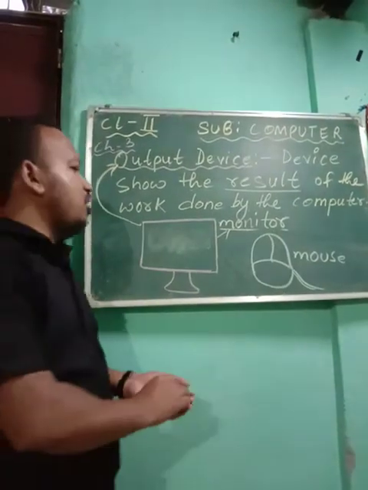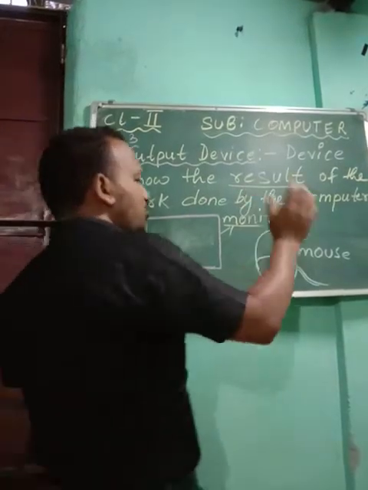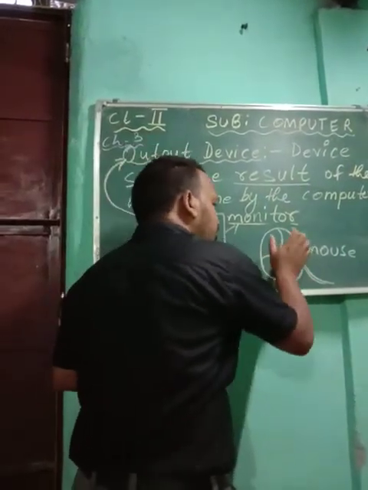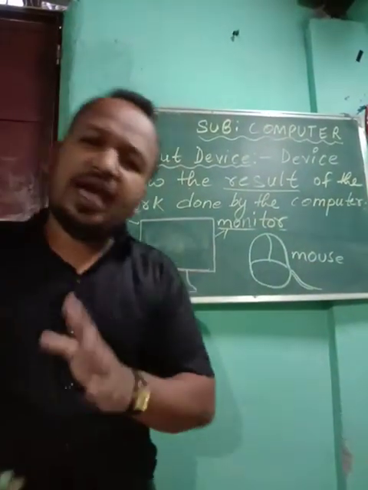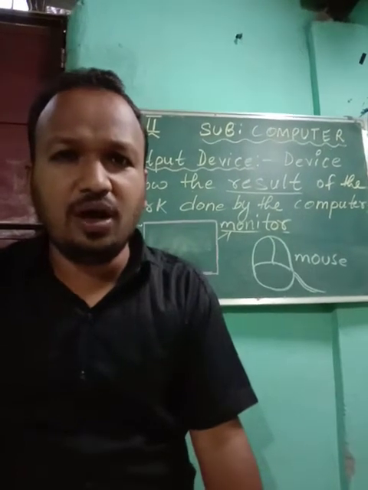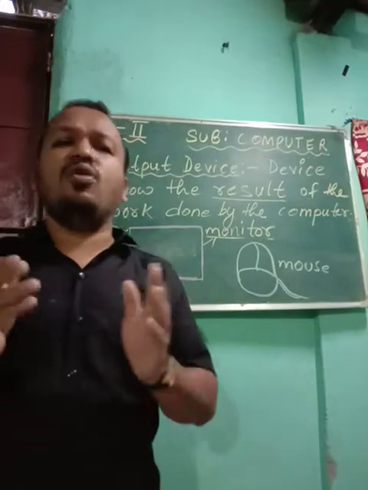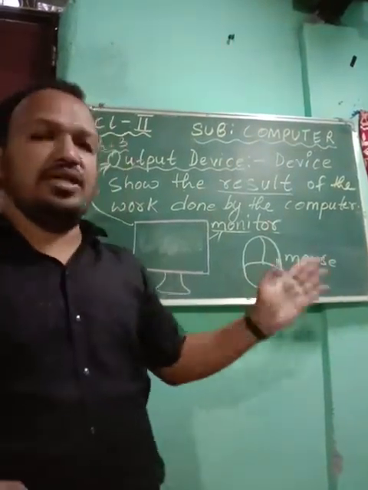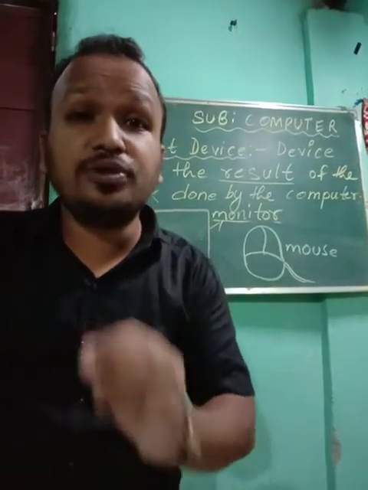Now suppose you have been asked to make a drawing. Suppose you are making a tree. When you are making a drawing, you have to use an input device. That means you have to use the mouse. Can you make a drawing without a mouse? Is it possible for you all? Now you are in standard 2. It is not possible. So you are using the mouse, that is the input device, to make a beautiful drawing.